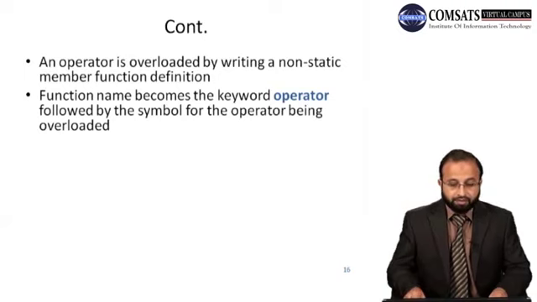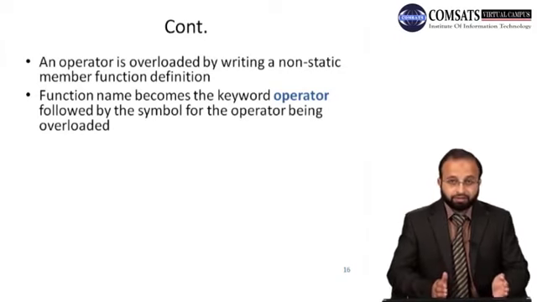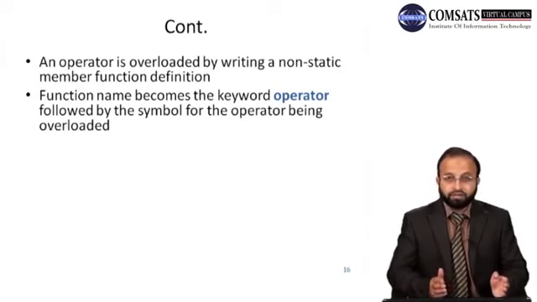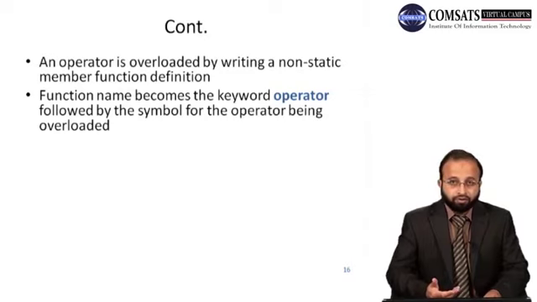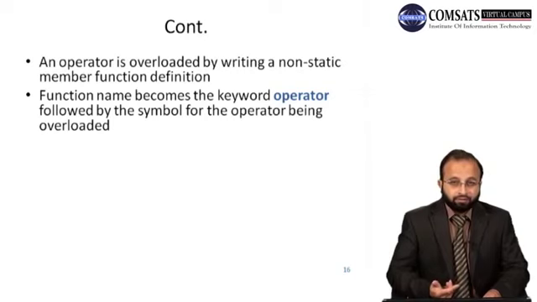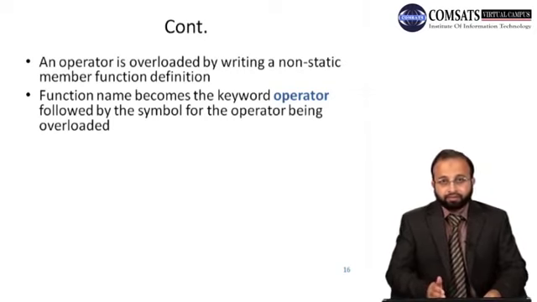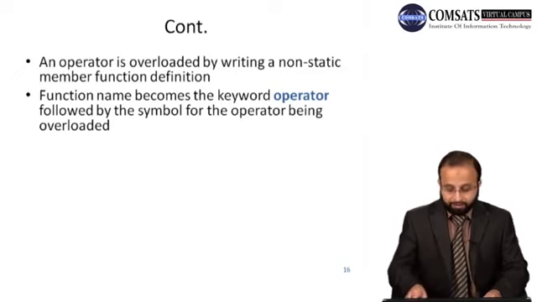So the function name becomes the keyword operator followed by the symbol for the operator being overloaded. You have to use the keyword operator to write a function for any operator to be overloaded for that class. So the function name will necessarily use operator. The function name starts with operator, and then the operator that you want to overload, and then the bracket.